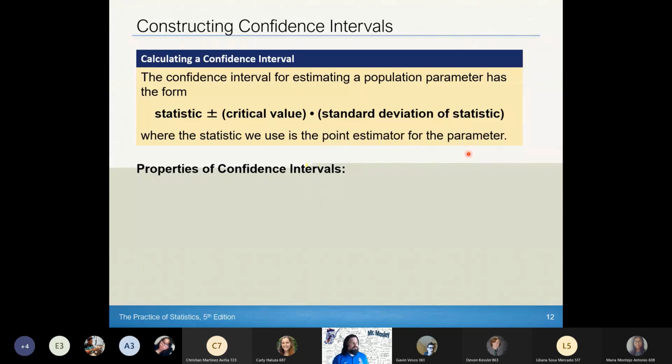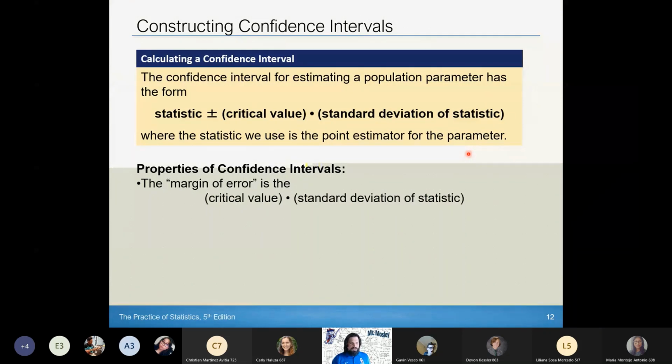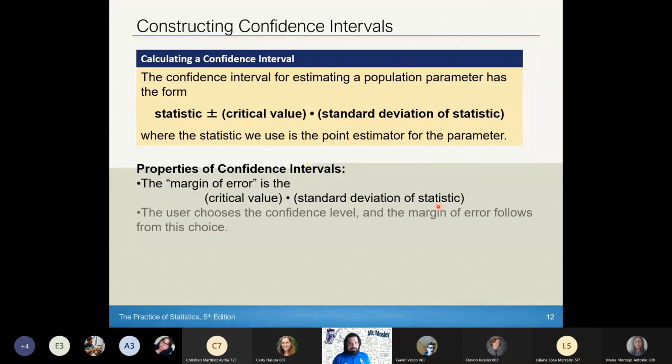So we have some properties of confidence intervals, right? The margin of error is, as we said, the critical value times the standard deviation of the statistic, not of the population. The user chooses the confidence level, and the margin of error follows from this choice. If I want a 95% confidence level, the critical value is 2. If I wanted a 99.7% confidence interval, the critical value is 3. If I wanted 68%, the critical value would be 1. If I want something in between those, we'd have to use table A and figure out that z value.